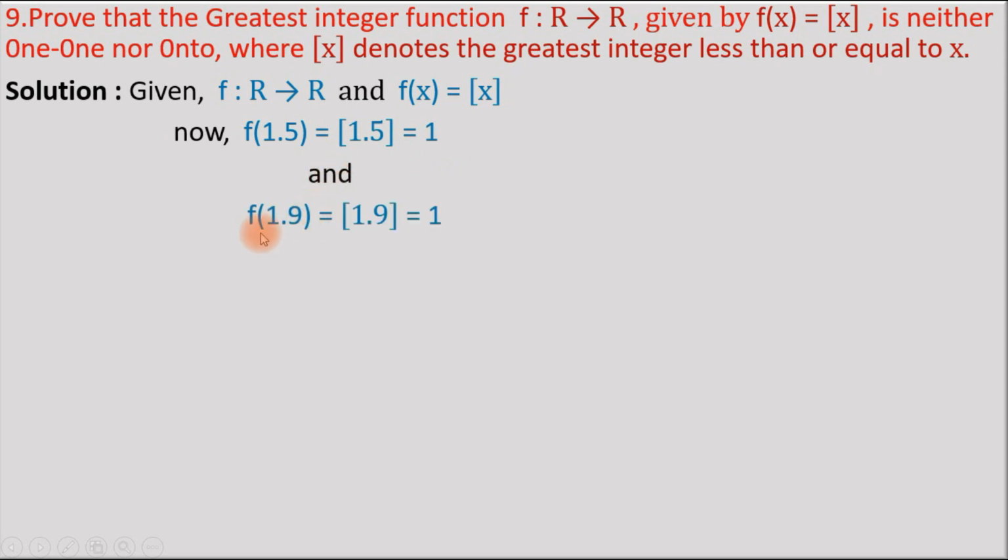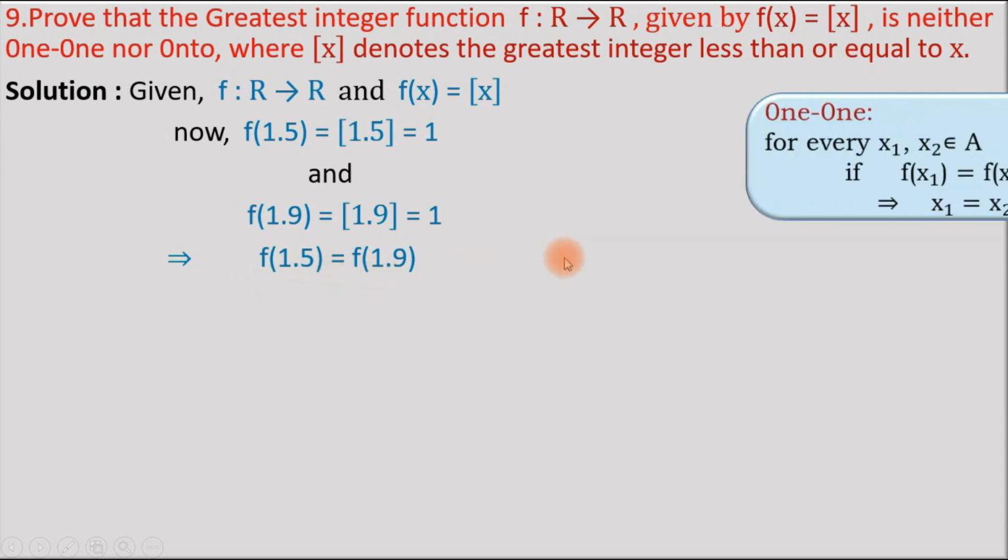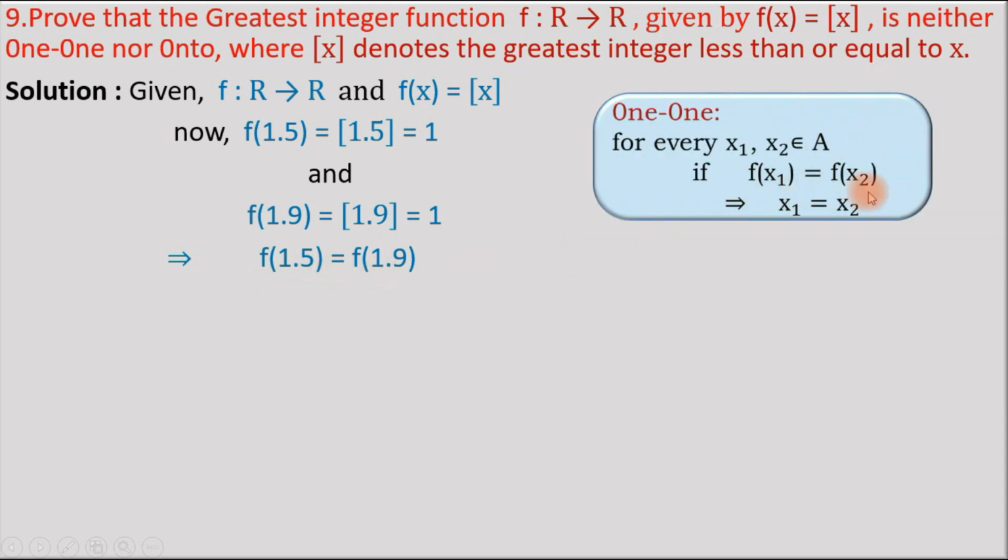And if we take x equal to 1.9, 1.9 is not an integer, so the greatest integer less than 1.9 is 1. Hence, this implies f of 1.5 is equal to f of 1.9. It is of the form f of x1 equals f of x2, but x1 is not equal to x2. 1.5 is not equal to 1.9. Hence, the condition of a 1-1 function is not true. This function is not 1-1.